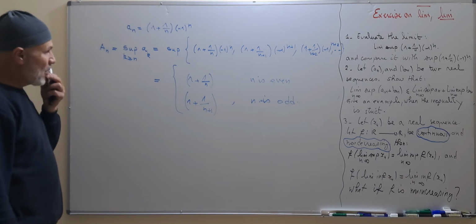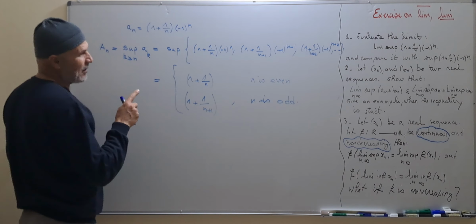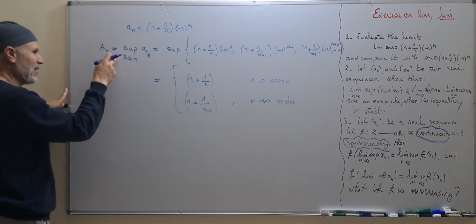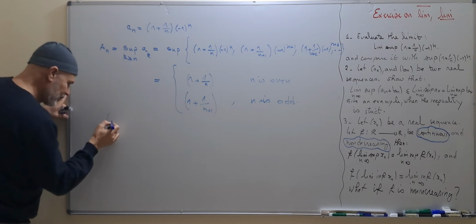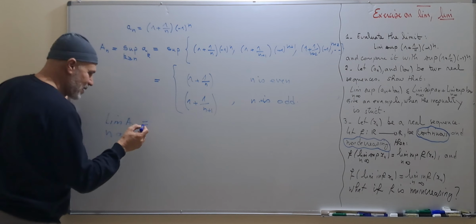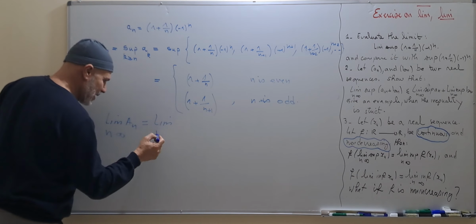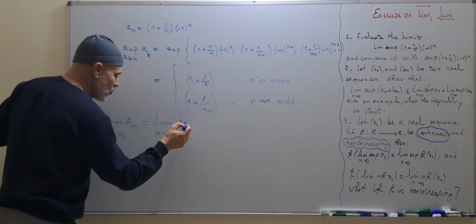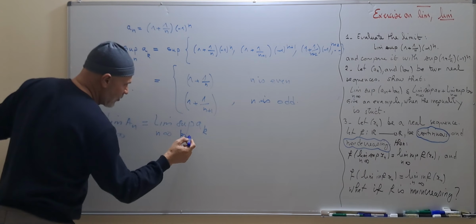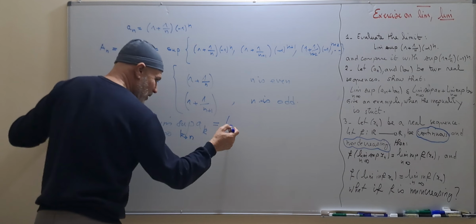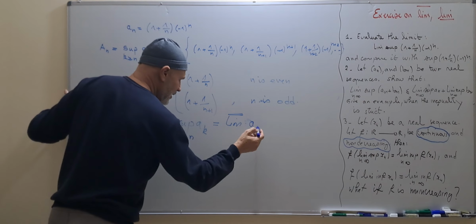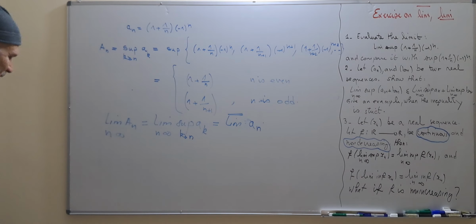In both cases, when we calculate the limit sup, we mean the limit of a_n when n goes to plus infinity. This is equal to the limit when n goes to plus infinity of the supremum of a_k, k greater than or equal to n, and this is what we call the limit sup of a_n.